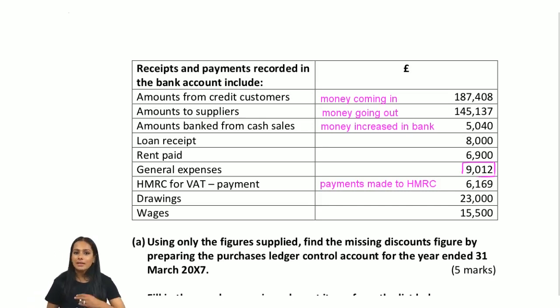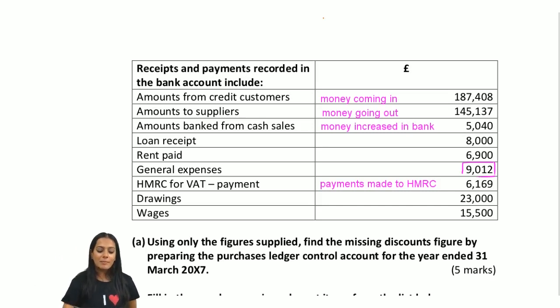Drawings represents cash or goods taken out by the owner for personal use. So this will probably reduce the amounts in the bank balance. And we've got wages. Wages represents the amounts that you have paid to your employees. Wages is also covered in one of the level 3 papers, and it's very important that you are able to calculate the wages expense and the total amount due to the employees and the tax authorities.